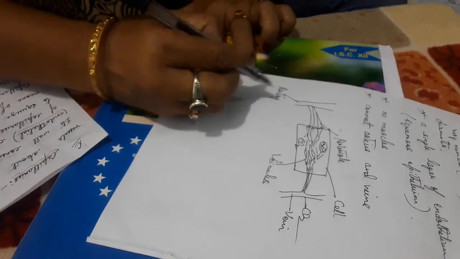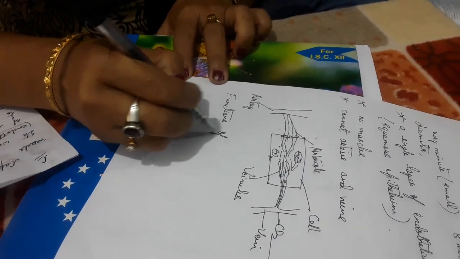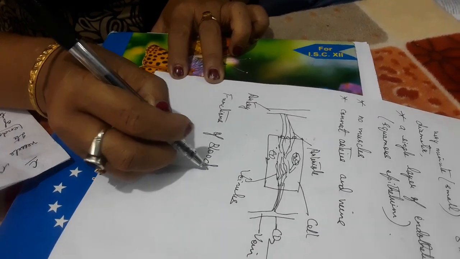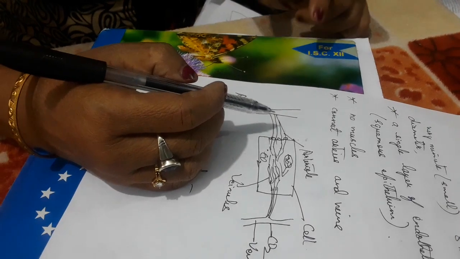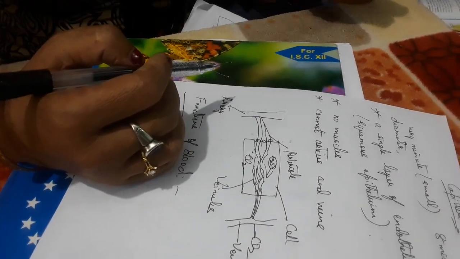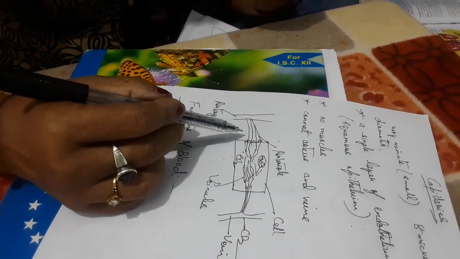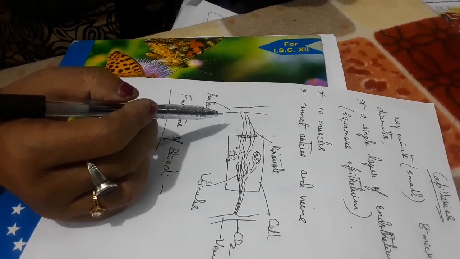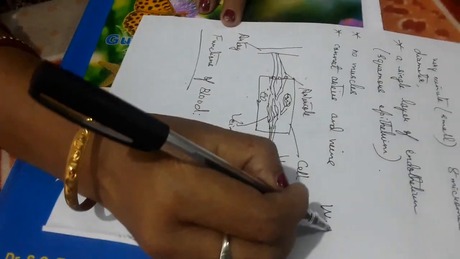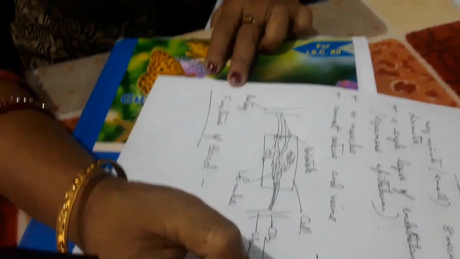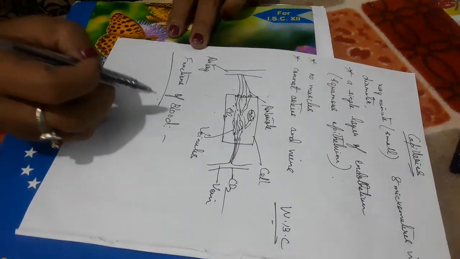Then we have the functions of blood. Before coming to blood, what is the function of capillaries? They help in the diffusion of gases, inward diffusion of oxygen, outward diffusion of carbon dioxide, waste materials, and WBC cells, that is the leukocytes, squeeze through in the process called diapedesis.